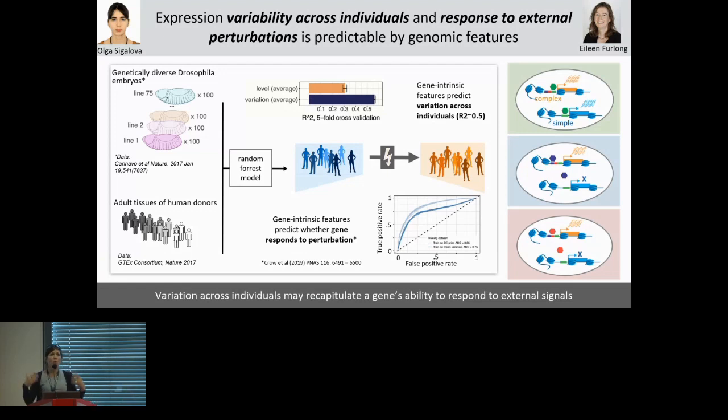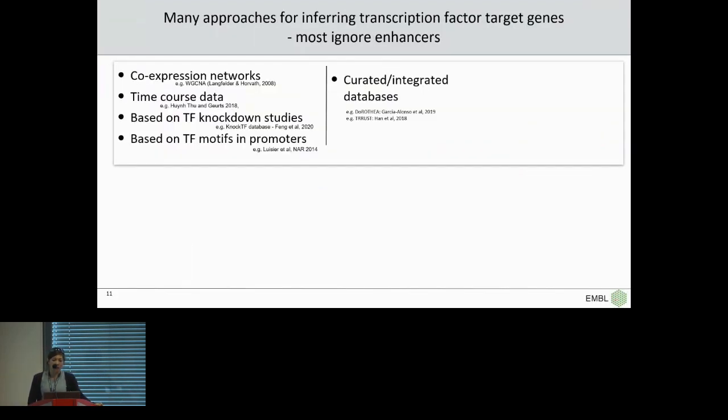And I think overall what this study tells me is that variation across individuals may recapitulate a gene's ability to integrate and respond to external signals. And that's why in our research we use variation across individuals as a way to integrate the extrinsic signals as well. All right, so let's go to gene regulatory networks.